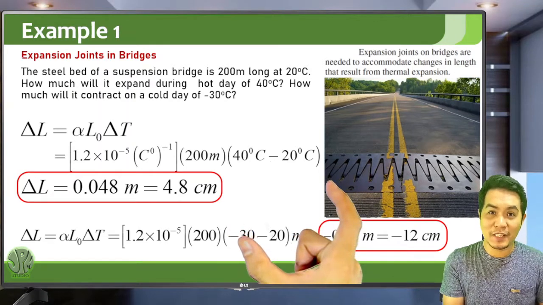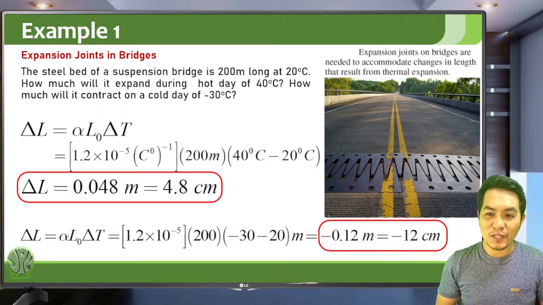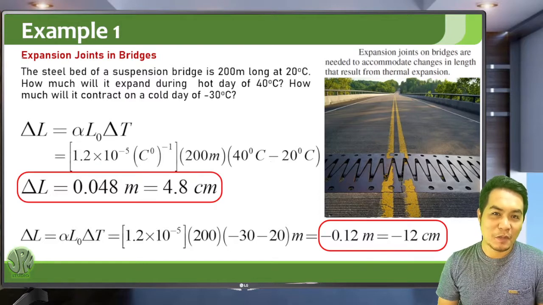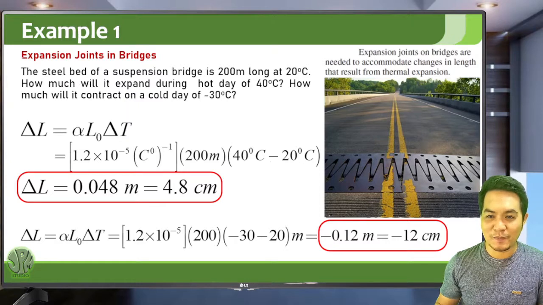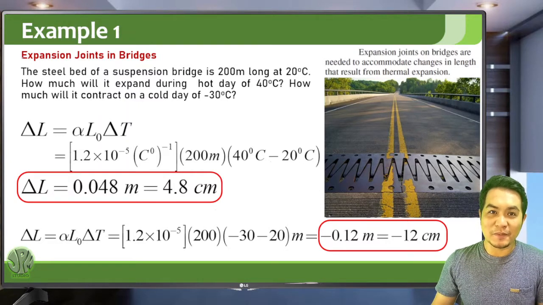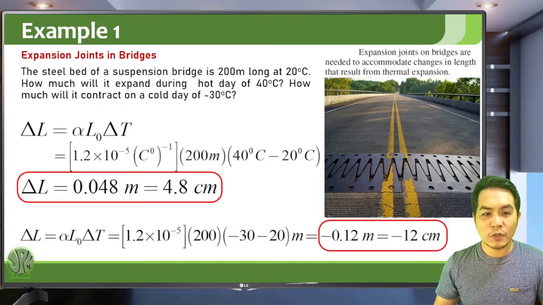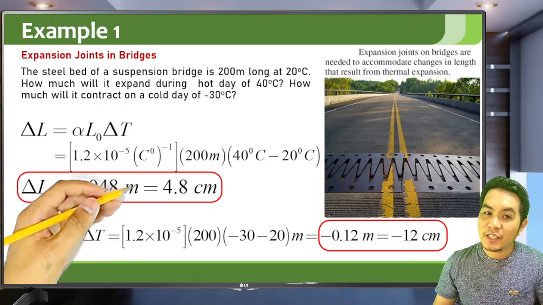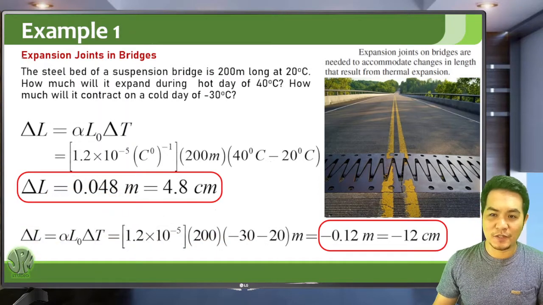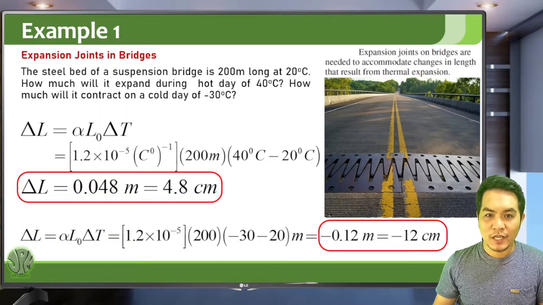Luckily for us in the Philippines, we don't have cold days with negative 30 degrees Celsius temperatures. So our engineers building our bridges don't need to take into account the contraction, only the expansion. But if you are living in a place where there are winter seasons and summer seasons, then you need to take into account both the expansion and the contraction.